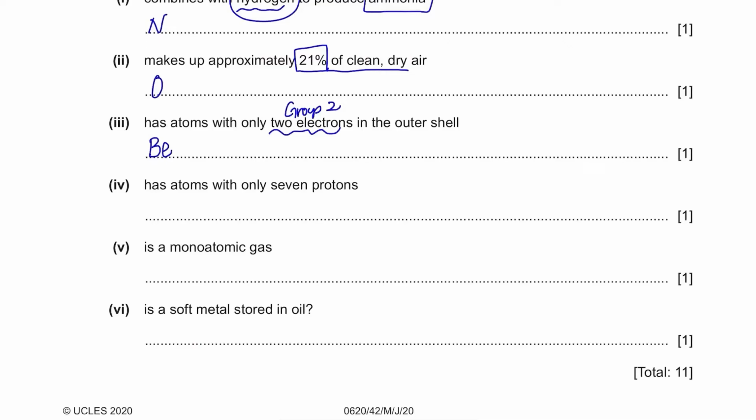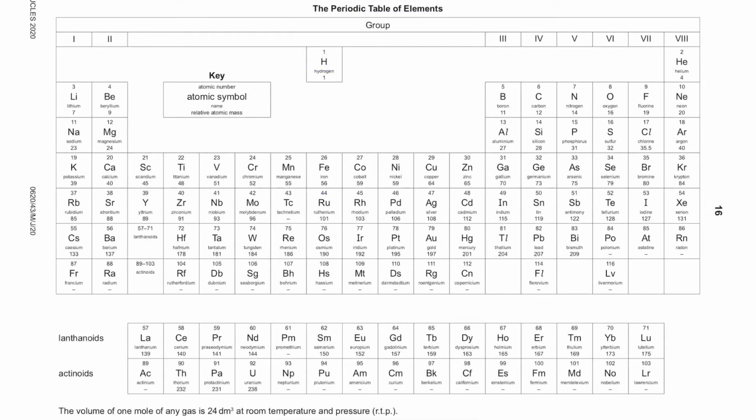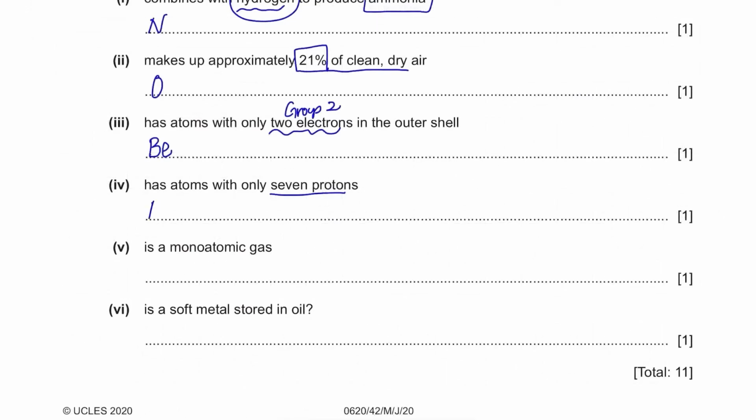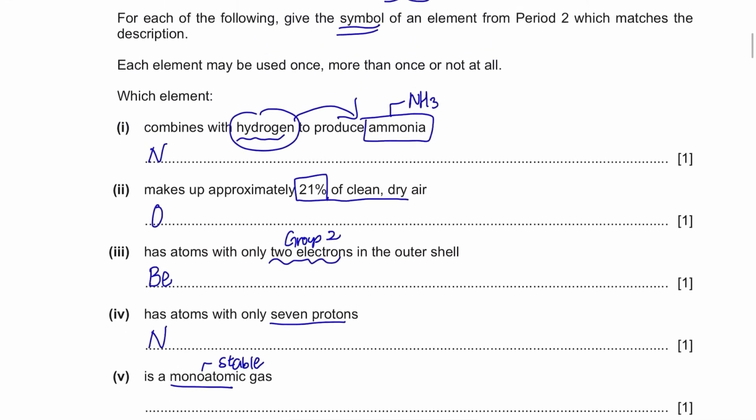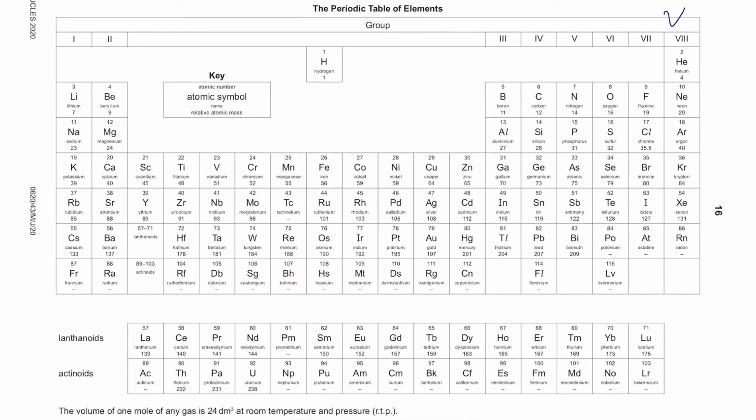Has atoms with only 7 protons. If it has 7 protons, it means that its proton number is 7. There's only one element with proton number 7, it's nitrogen. Is a monoatomic gas. If it's monoatomic, it means that it doesn't bind with other elements. In order to do that, you have to be very stable. And what elements are stable in the periodic table? Those are the ones that are in group 8. We're looking at period 2 again, so it's neon.